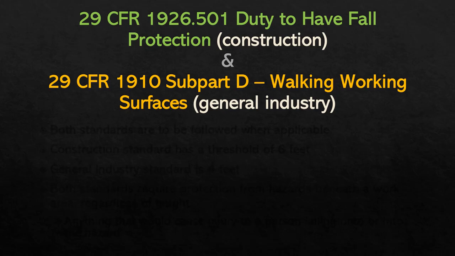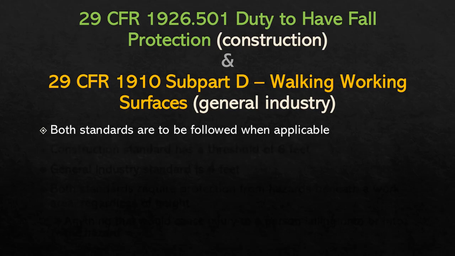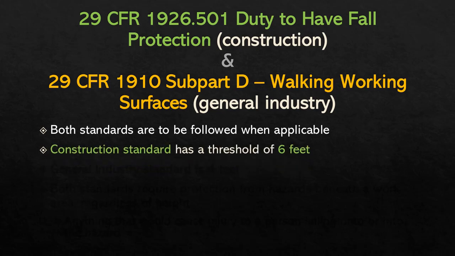There are standards promulgated by the Occupational Safety and Health Administration, or OSHA, that we have to follow. These standards exist in both the construction industry and in general industry to have fall protection and to ensure that there are no fall hazards that workers are exposed to. Both the construction standard, which you see here, 29 CFR 1926.501, and the general industry standard, which is all of 1910 subpart D, both of them have to be followed here at DRI when applicable.